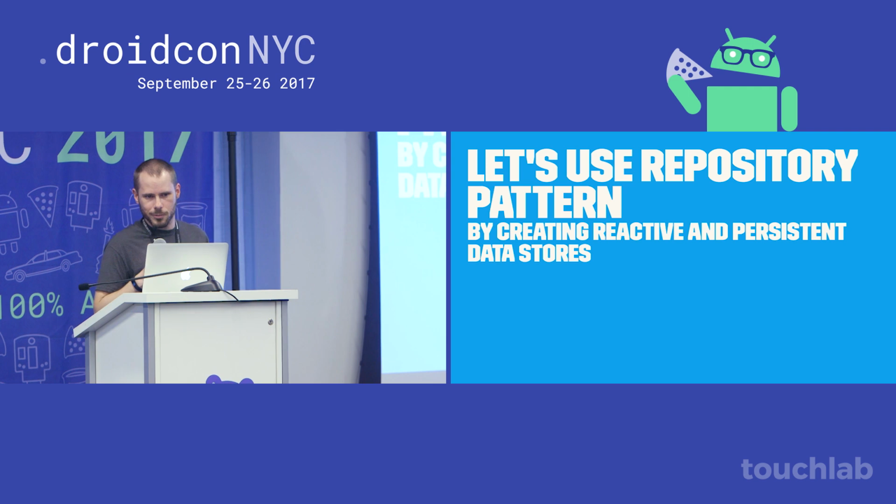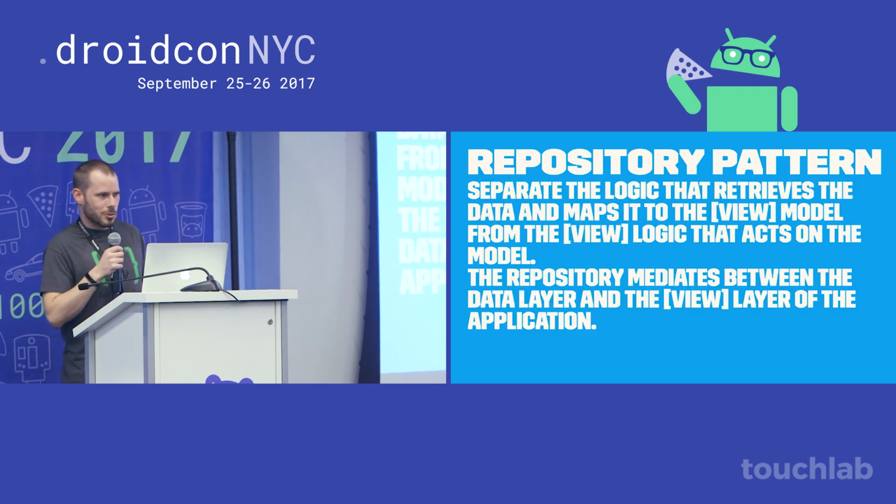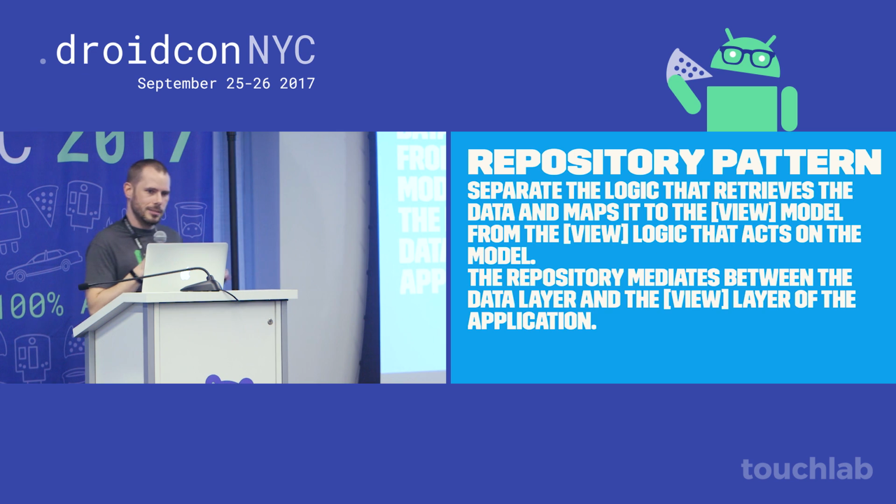And we do this by creating reactive and persistent data stores. And well, what is the repository pattern? It's a mechanism that separates the logic that retrieves the data and maps it to the view model from the logic that actually shows the data. I'll say that again. It separates the logic that retrieves and maps the data to your model from the view that actually shows the data.